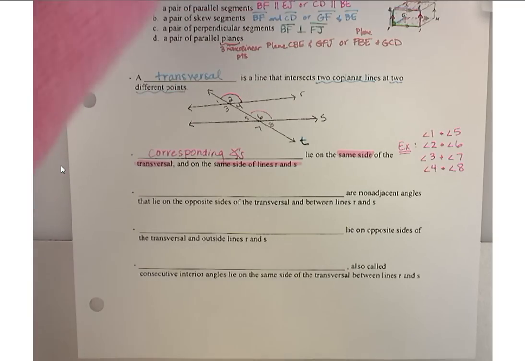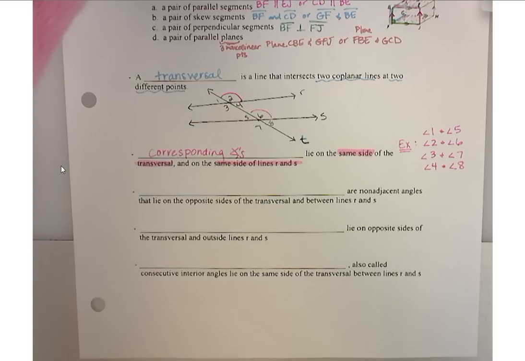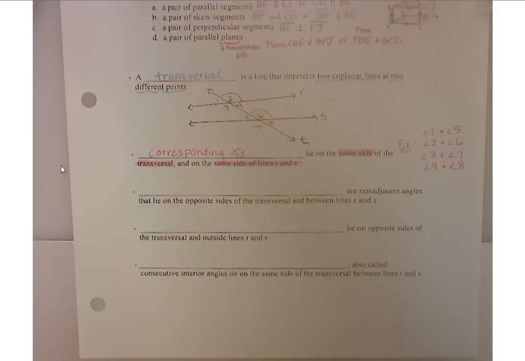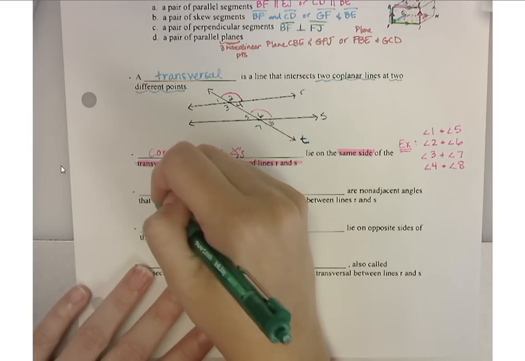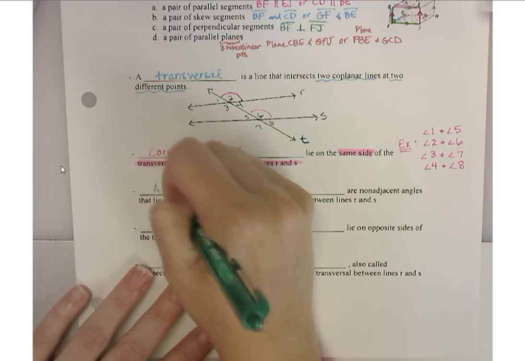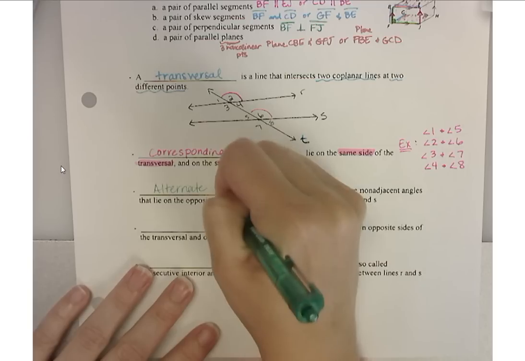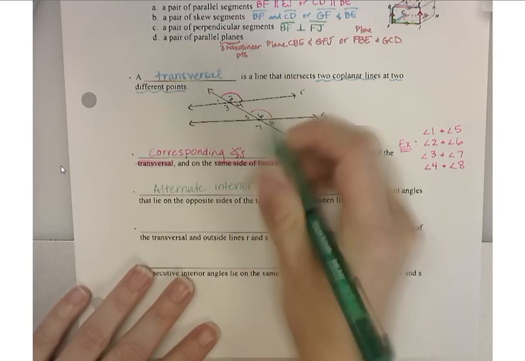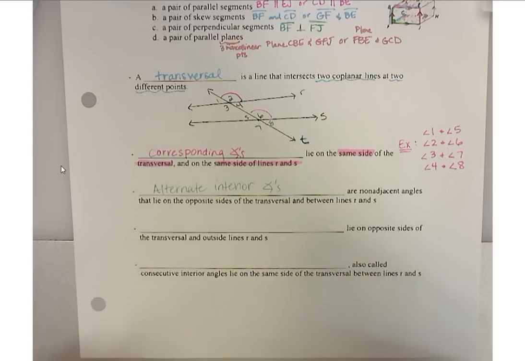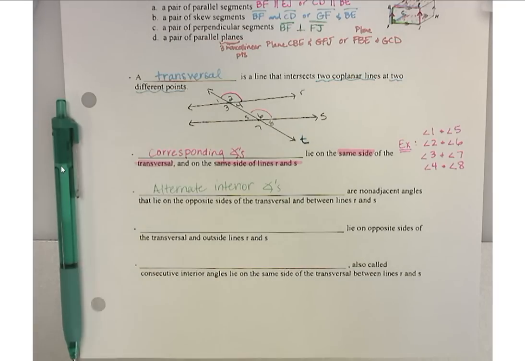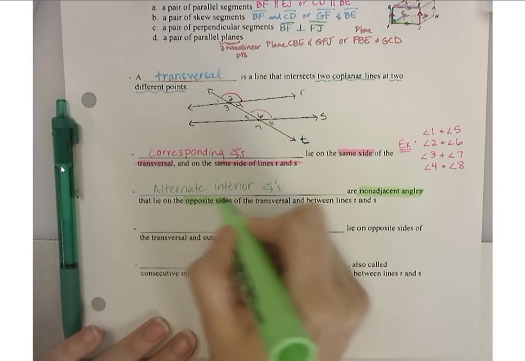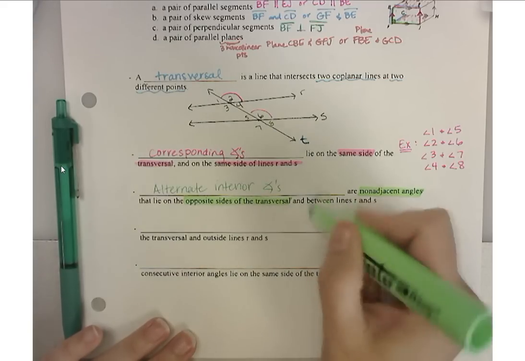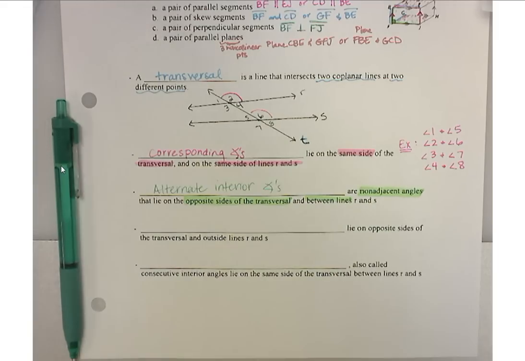Now the next type of angle we are going to learn about is alternate interior angles. Now, when you hear that, it's really telling you the position of where they are. Because if they're alternate, they're going to alternate sides. And the next word is interior, which means they're on the inside. And then obviously angles means that they're angles. So these are going to be non-adjacent angles. Non-adjacent means they're not next to each other. They are going to be on opposite sides of the transversal, and they are going to be between the lines.